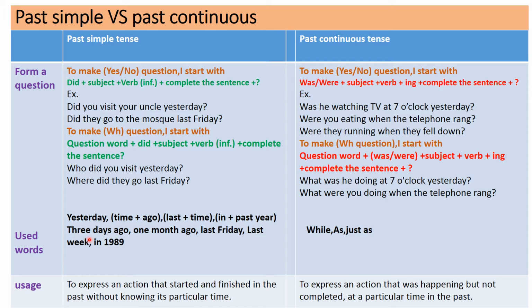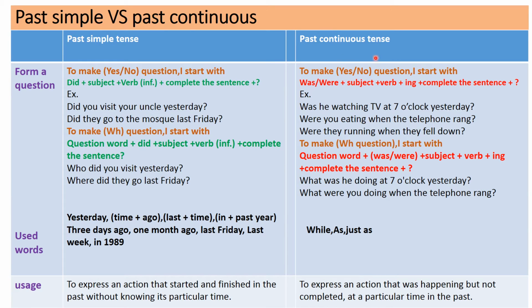Some used words for past simple: yesterday, time plus ago, for example, 3 days ago, 4 days ago. Last, then time: last week, last Friday, last month, last year. In plus a past year, in 1999. Here you have some examples: 3 days ago, 1 month ago, last Friday, last week, in 1989. So all these words I can use to express past simple tense, to help me know that it's past simple tense.